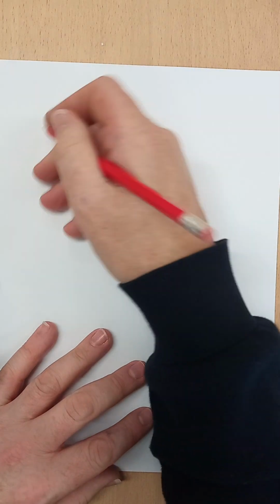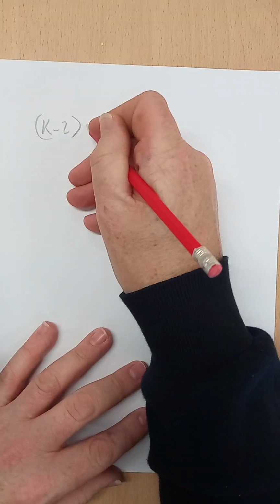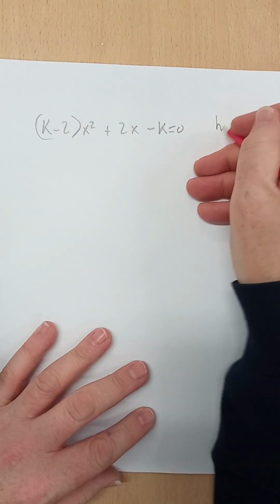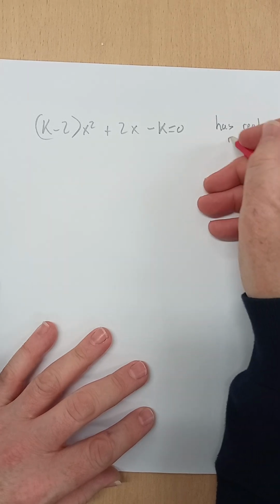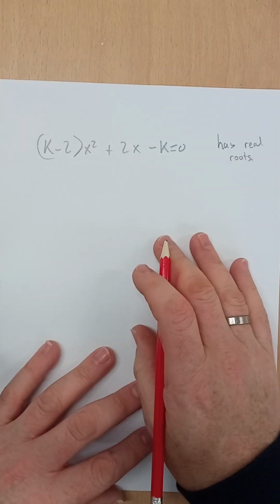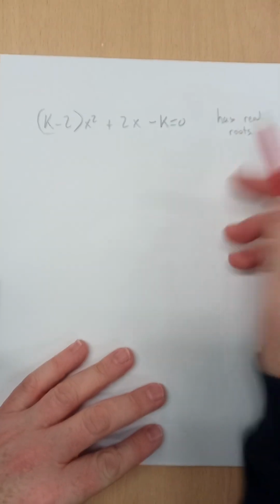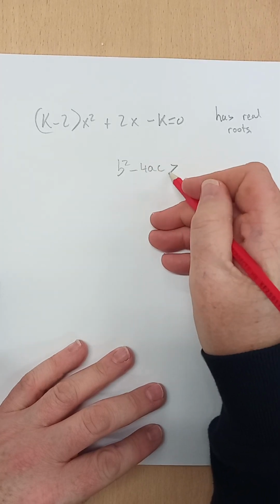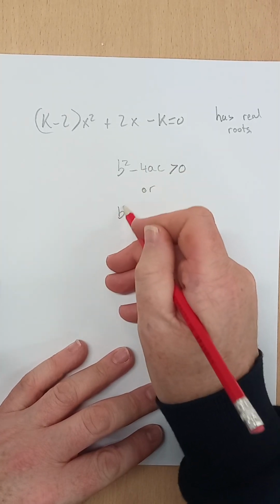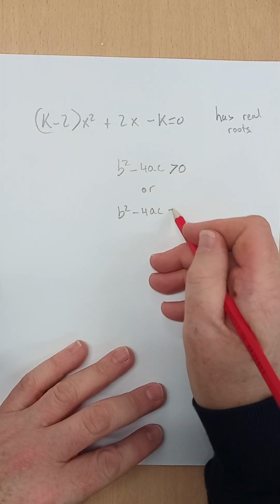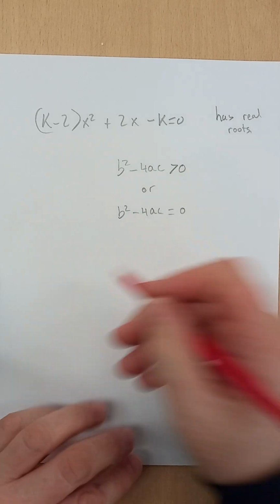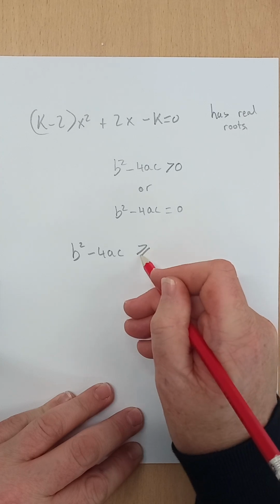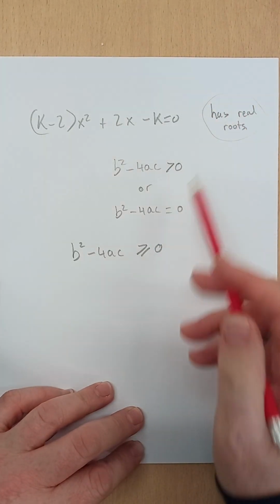I'm going to show that (k − 2)x² + 2x − k = 0 has real roots. So how am I going to show that it has real roots? Well, if it has real roots, it must be either b² − 4ac greater than 0 or b² − 4ac equal to 0. So the easiest way to work this one out is to prove that b² − 4ac is greater than or equal to 0. That would prove that it has real roots.